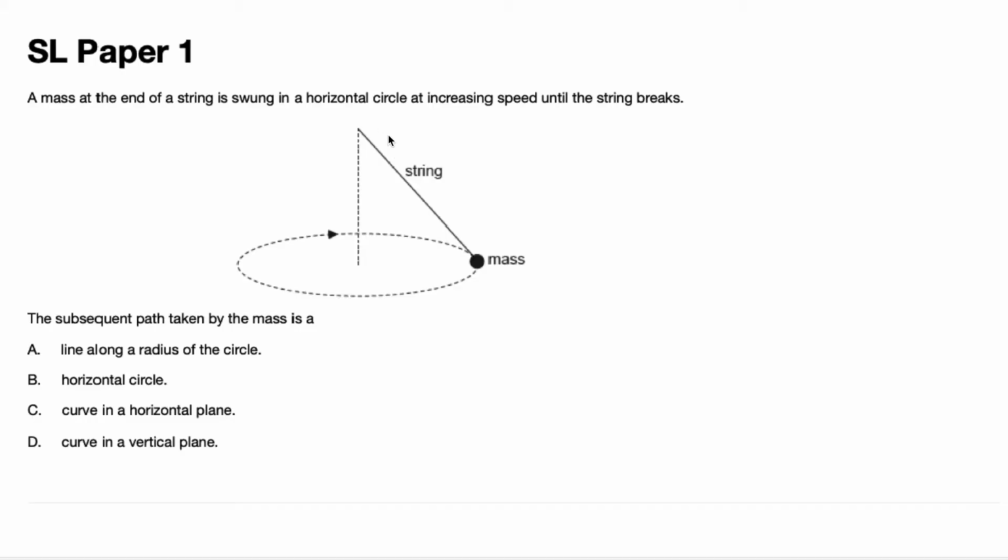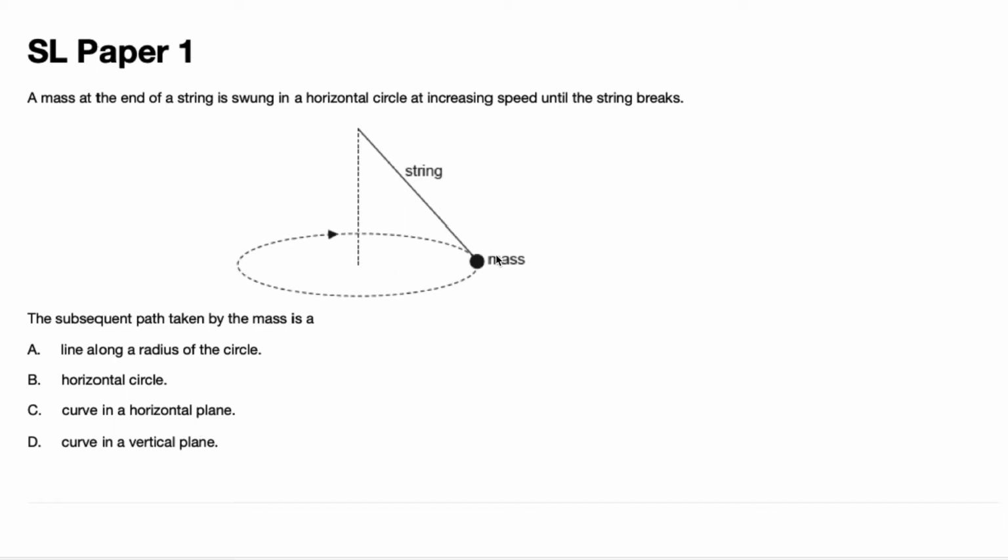In this video, we'll be focusing on solving an IB physics past problem about topic 6, circular motion and gravitation. This is for HL student paper 1. A mass at the end of a string is swung in a horizontal circle at an increasing speed until the string breaks. The subsequent path taken by the mass is a line along a radius of the circle, a horizontal circle, a curve in a horizontal plane, or a curve in a vertical plane.